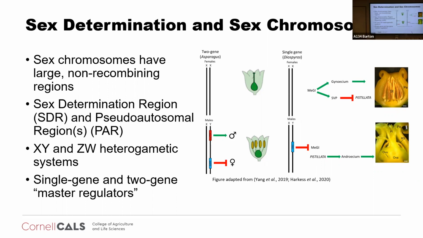ZW, on the other hand, just means that males are ZZ and females are ZW. So the W is only inherited to the female line. And this is the system that's present in the shrub willows.